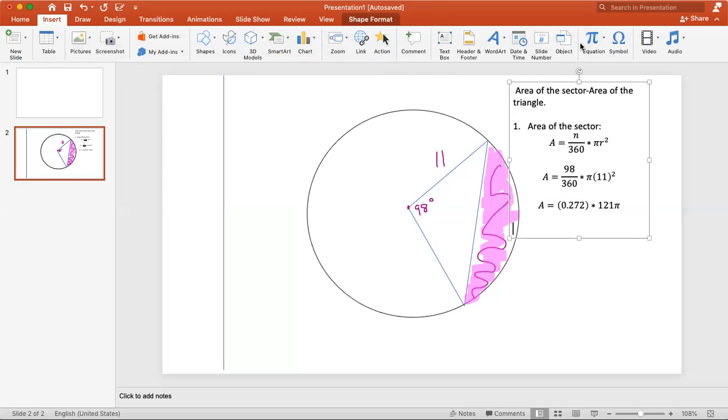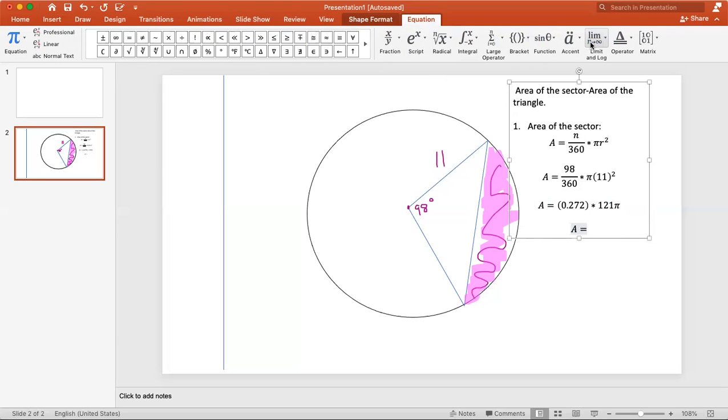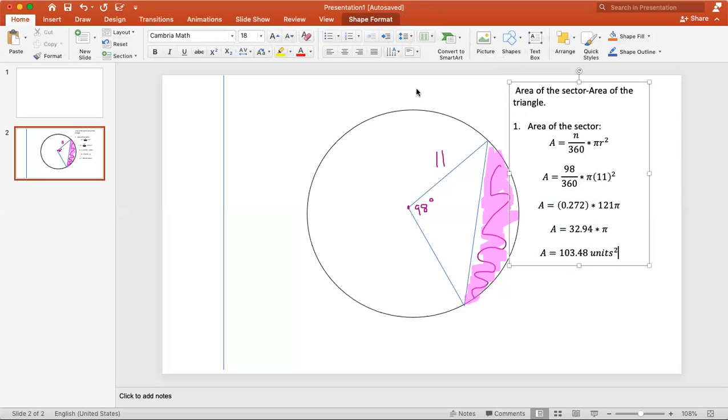Now we're almost done. To find the area of the sector, the area of the sector is 0.272 times 121. That is 32.94, and then I multiply this by pi. So 32.94 times pi is 103.48. So the area of that sector is 103.48 units squared. Okay, so that is the area of the sector.